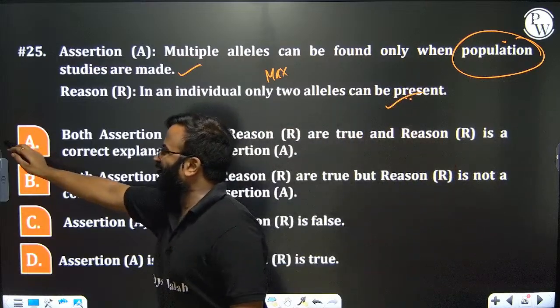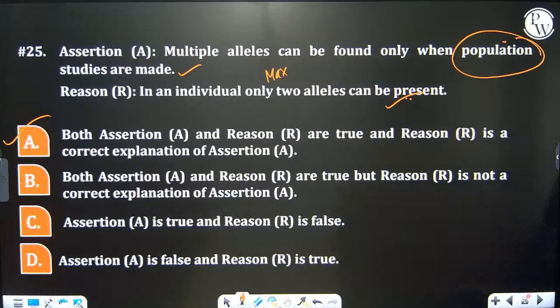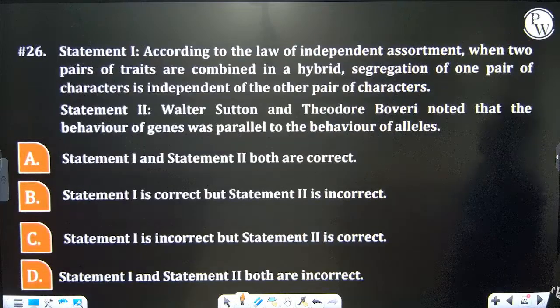So I would go with A as the answer. Is it clear, guys? Next.